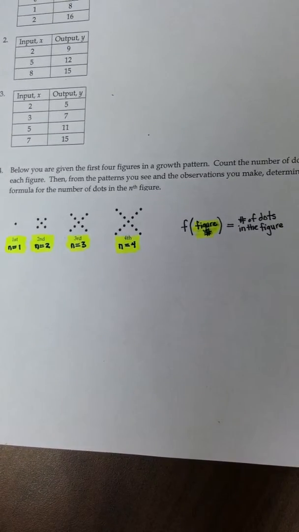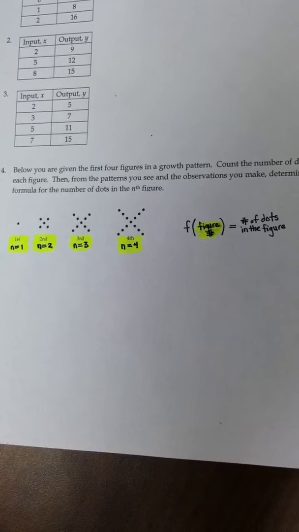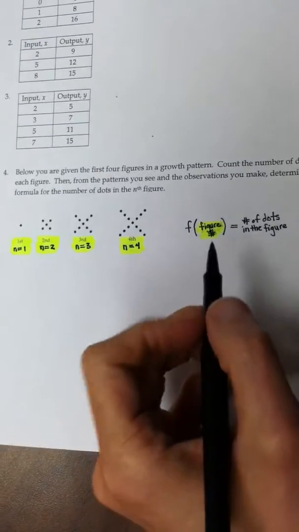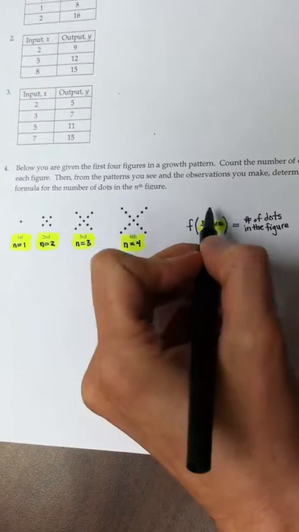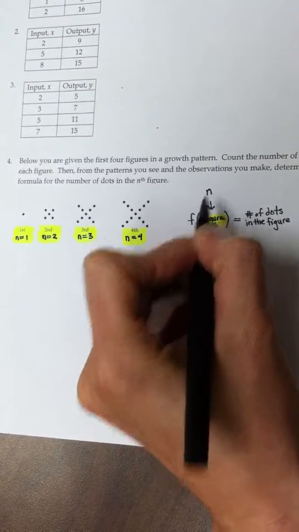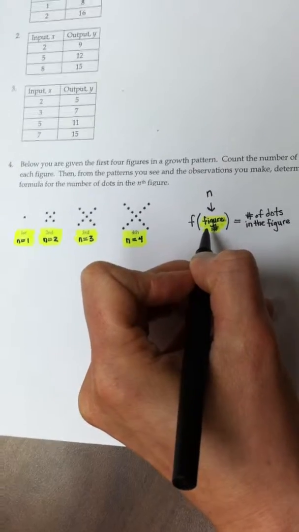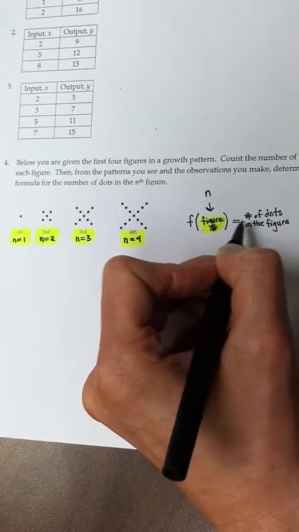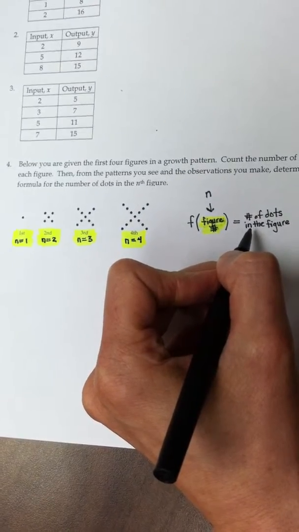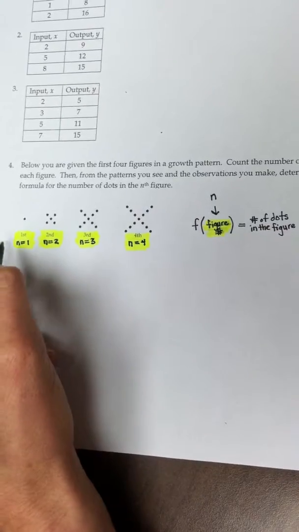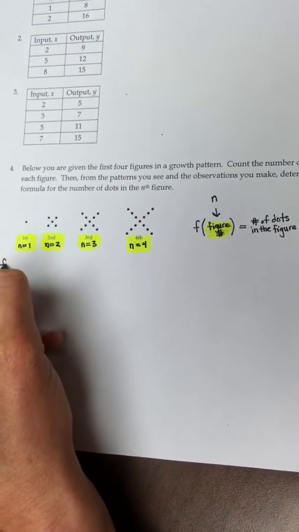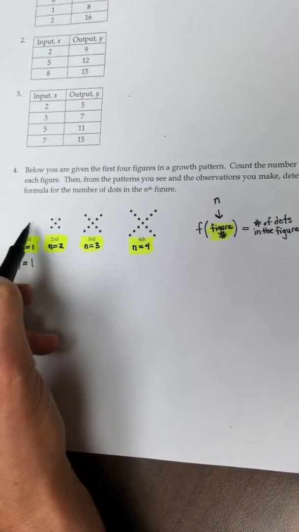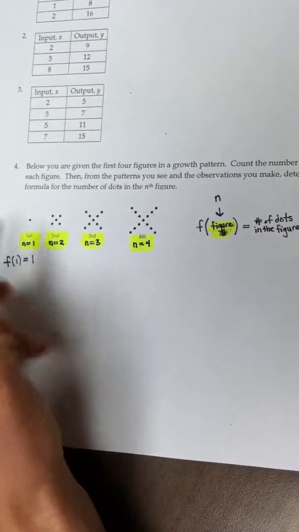So in this problem, we're given a growth pattern, and we're asked to create a function that models this growth pattern. So I'm going to create a function where when I plug in the figure number, which we're going to use the letter n to represent, and follow some kind of rule that we create, the output that pops out is going to be the number of dots in that figure. So for example, in my first figure, when I plug in the figure number 1, the output will be 1 because there is one dot creating that first figure.